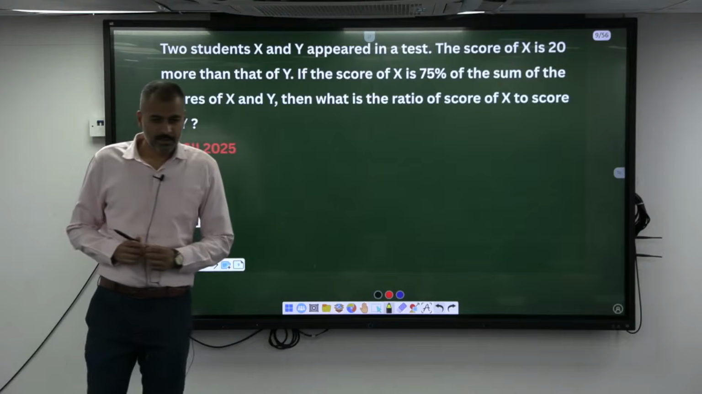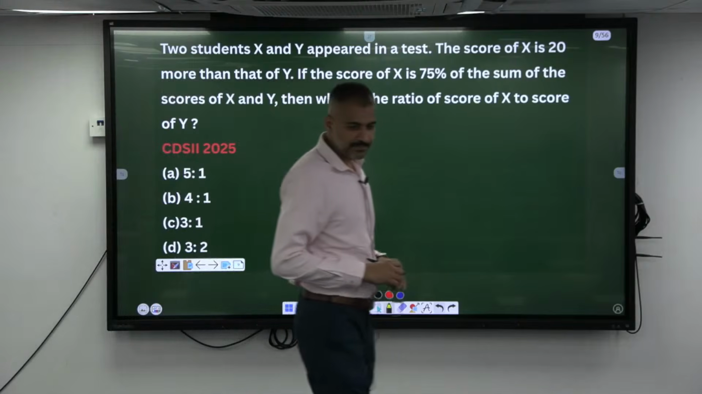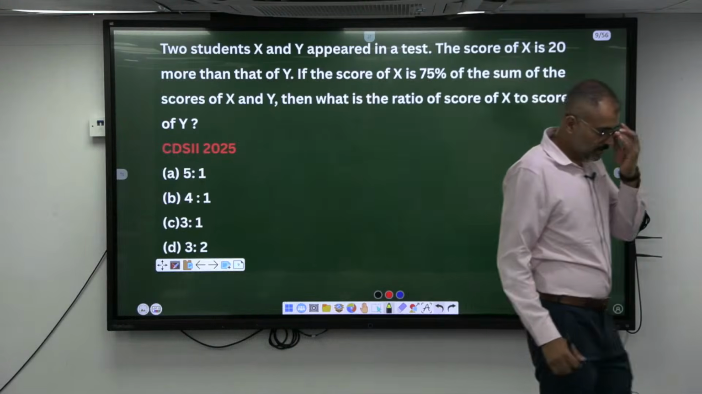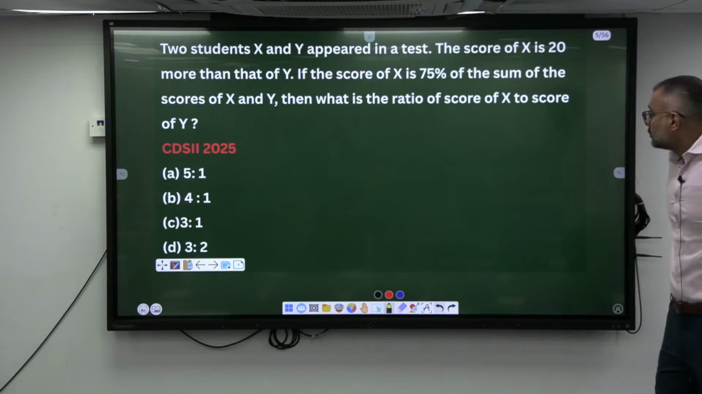Again, more than a ratio, it's a percentage actually, but still there is a ratio in the option.